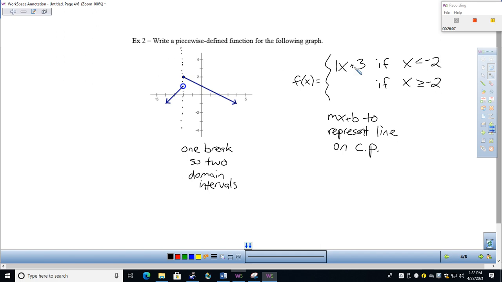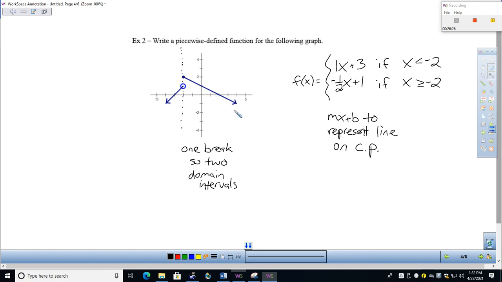And then this one, declining line, so down 1, left 2, down 1, left 2, down 1, left 2. So negative 1/2 x. And this one does cross the y-axis. And so there we go. If I picked an x value, figured out which domain interval it was in, put it in the right expression, and got a y value, would that match up with the graph right here? Absolutely.